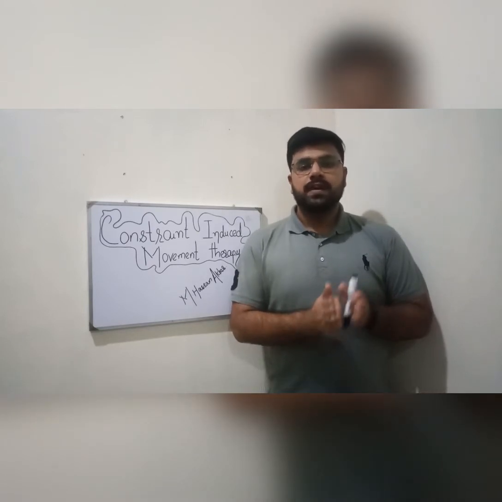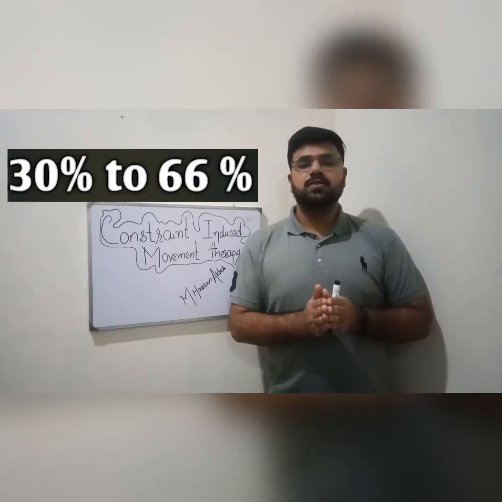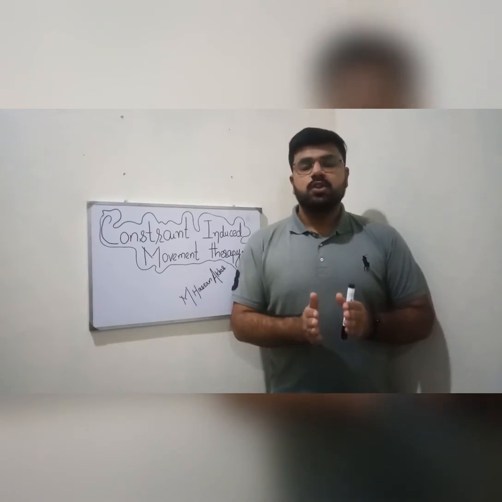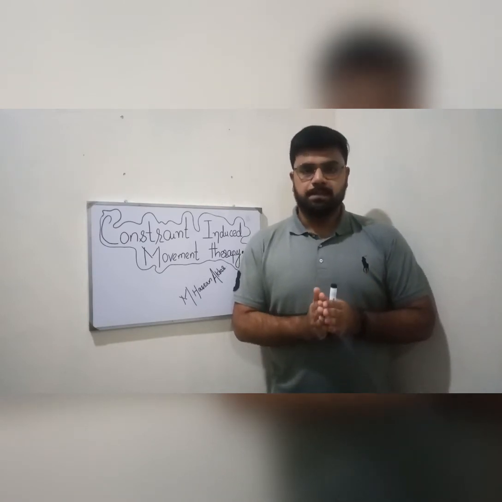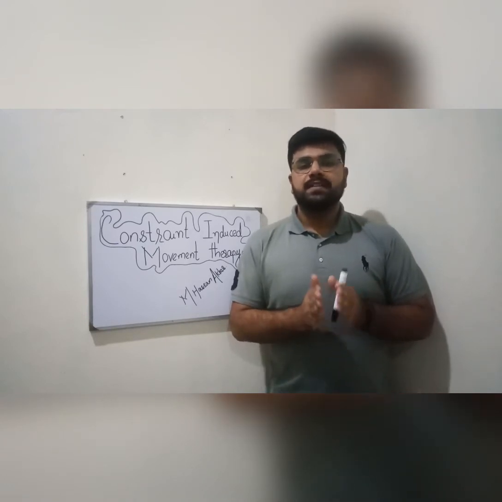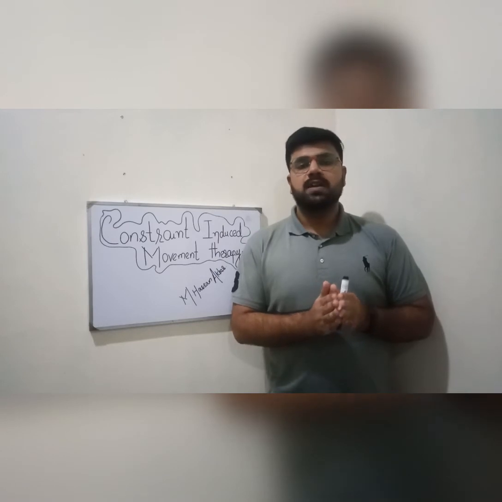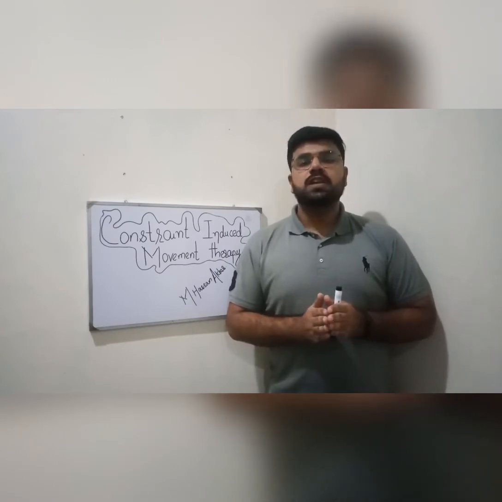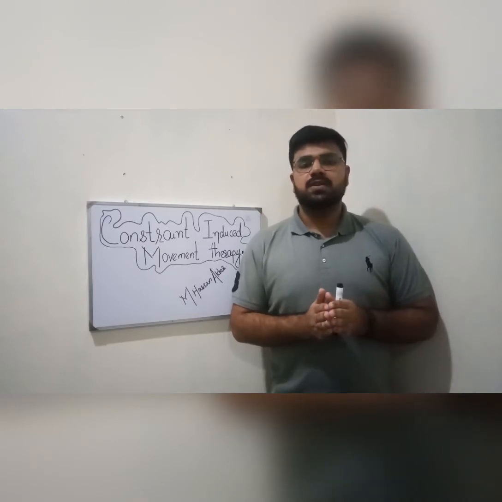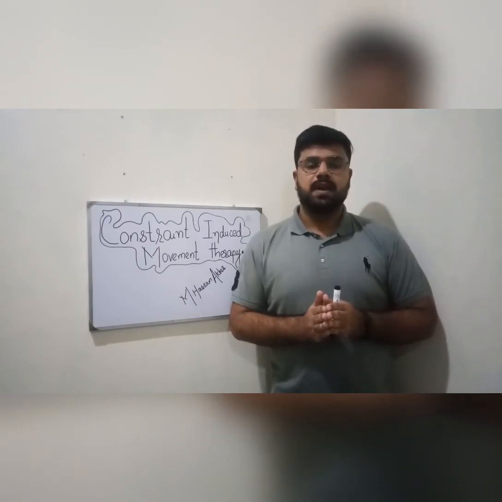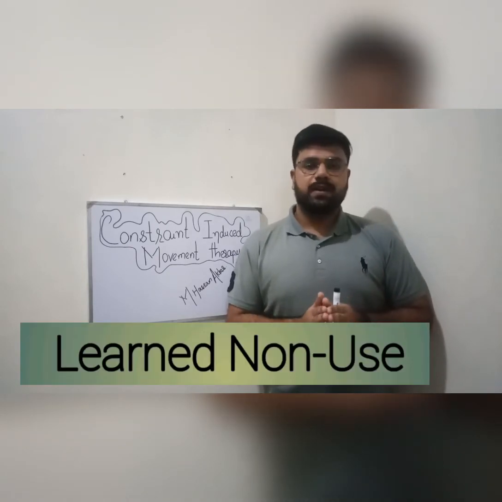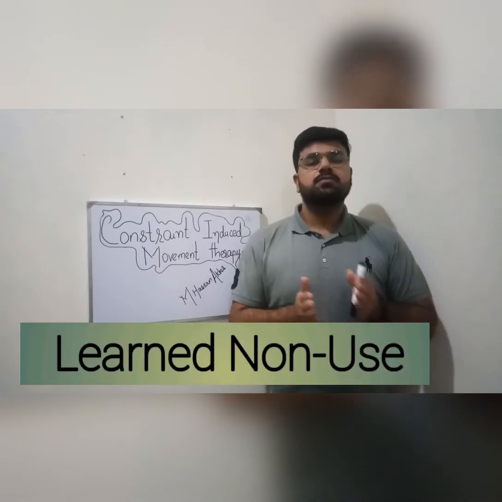According to research, 30 to 66% of the patients who are suffering from stroke or cerebrovascular accident develop functional loss in their affected limb. As a result of the functional loss in the affected limb, the patient suppresses the use of their affected limb. That can lead to muscle atrophy and loss of the motor and sensory function in their affected limb. The phenomenon in which the patient learns to suppress the use of their affected limb is known as the learned non-use phenomenon.